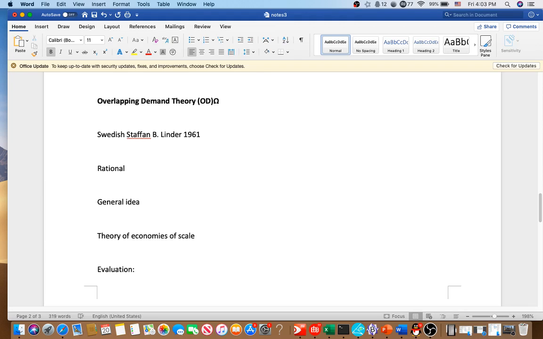So next is the overlapping demand theory, as proposed by the Swedish economist Staffan Linder in 1961. It's also known as the demand similarity or preference similarity theory. To some extent, it explains the intra-industry trade between developed countries in reality, which can't be explained by factor endowment theory.